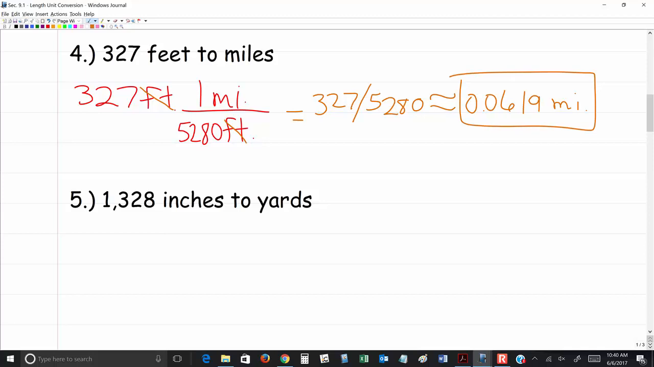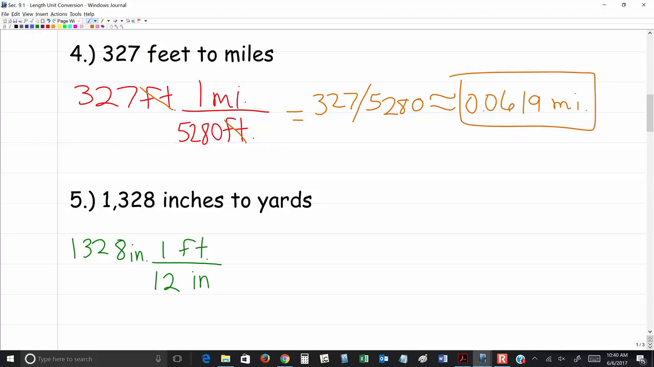And then number 5, 1,328 inches, and we want to convert that to yards. So again, I'm going to do this a long way a little bit. 1,328 inches. So I have to put inches on the bottom of the next fraction. And let's say I know that there's 12 inches in 1 foot. Okay, well that allows me to cancel out inches.